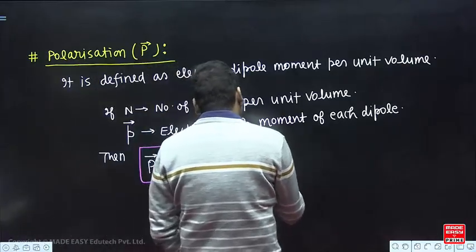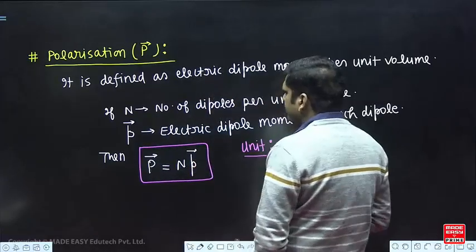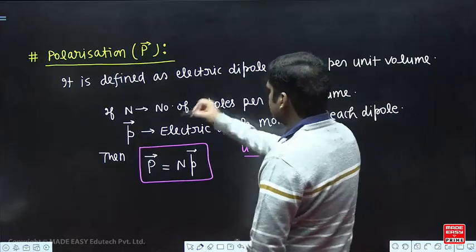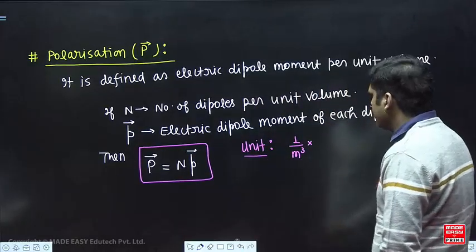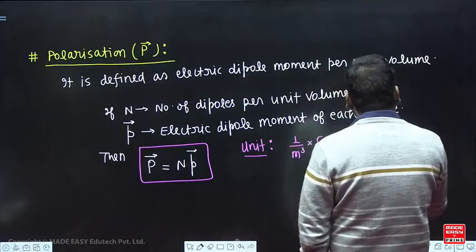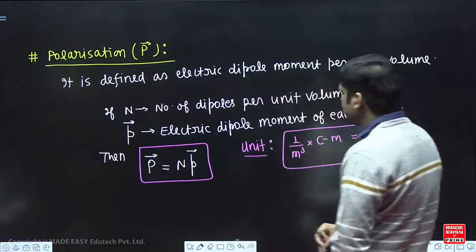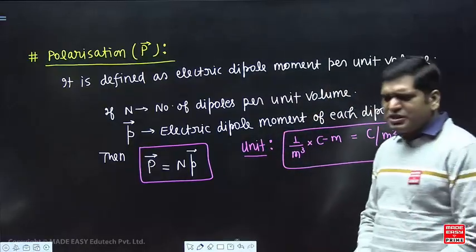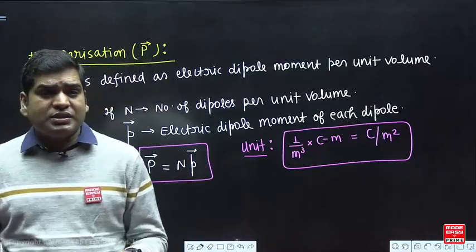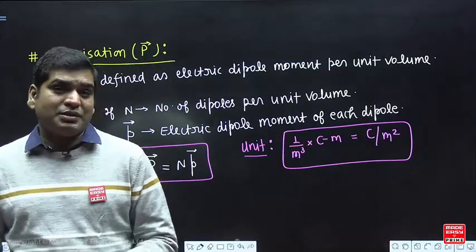Let us have a look at the unit of this quantity. Number per unit volume, that is 1 by meter cube. Number की तो कोई unit होती नहीं. So n has unit 1 by meter cube, and p is coulomb into meter. So it is basically coulomb per meter square. The unit for polarization is coulomb per meter square. Coulomb per meter square is nothing but electric flux density D. It means this polarization is nothing but the electric flux density developed inside the material.